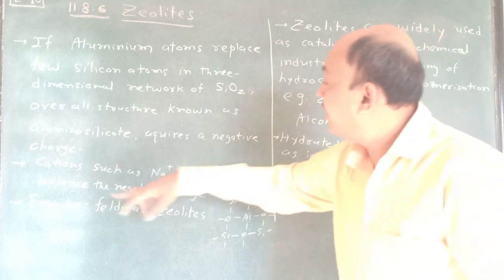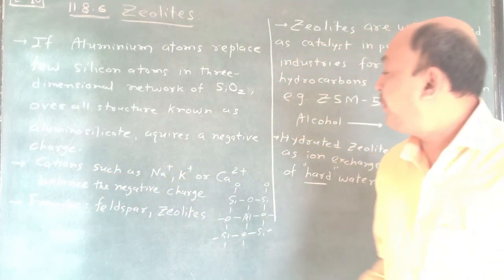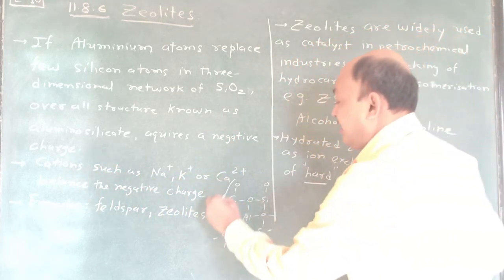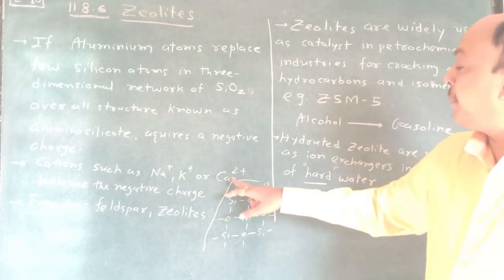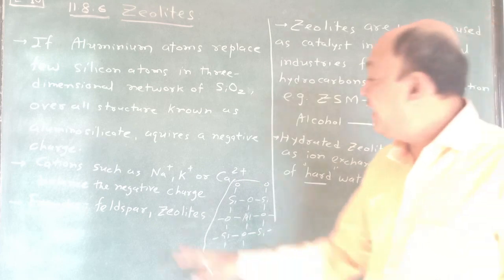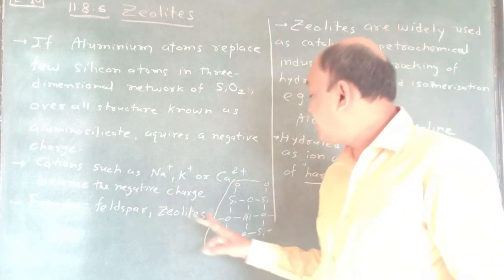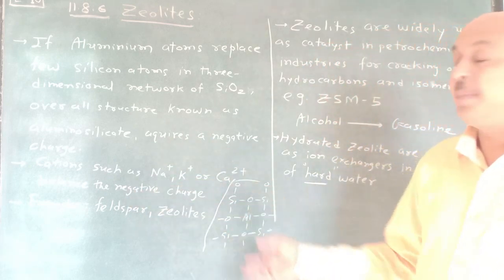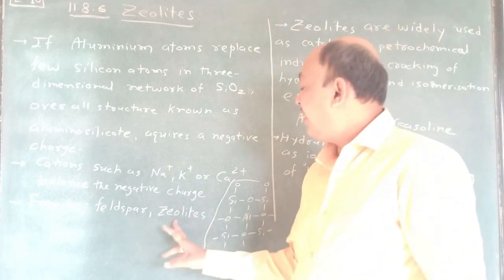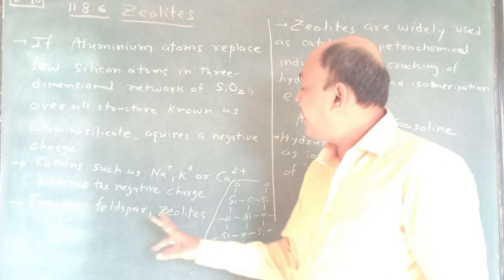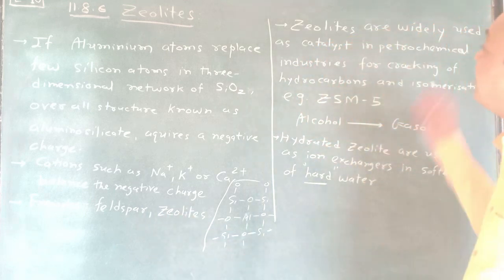Remember this one. Okay. Cations such as Na+, K+ or Ca2+ balance the negative charge. This negative charge is balanced by Na+, K+ or Ca2+ ions. For example, feldspar, another is zeolites. Feldspar and zeolite are the best examples of this.